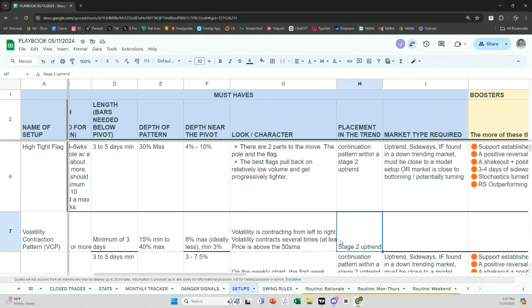Exactly, and that's what this is getting at. Building out something like this. Now, the market type required. For me, it's generally the same thing all the time. It's going to be uptrend or sideways. For a good one, daily, weekly, and monthly.